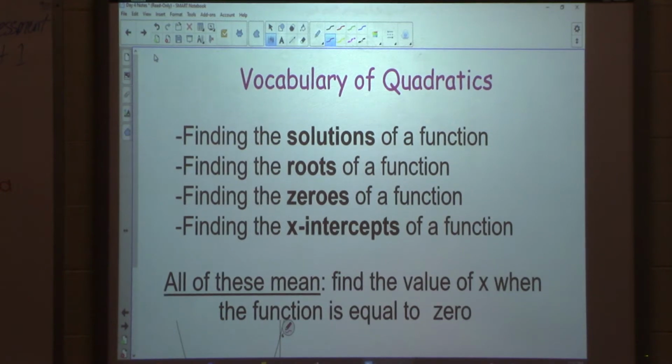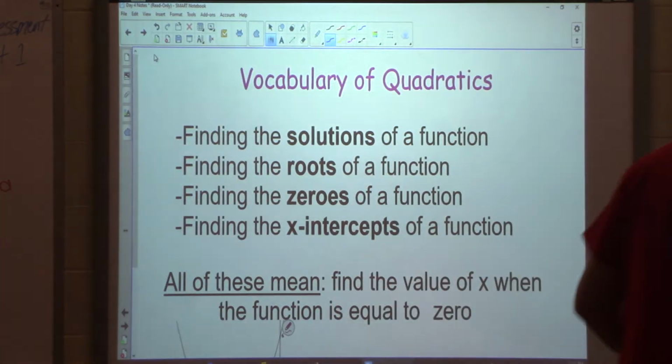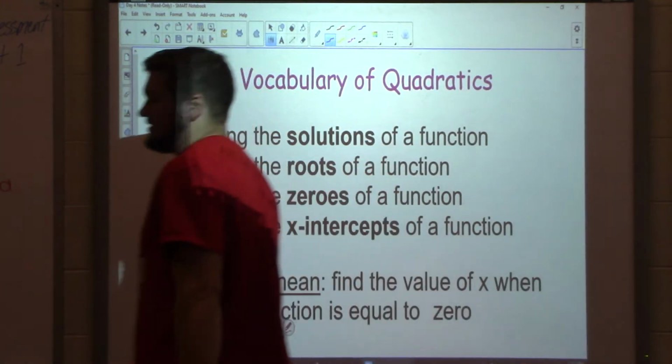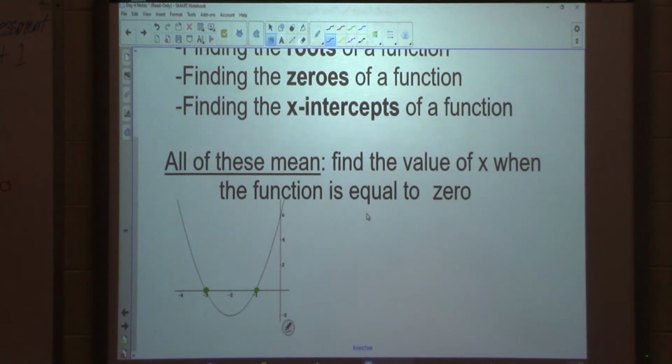All of these mean to find the value of x when the function equals 0, or find the x-intercepts. So if I look at this graph here, my solutions are where I hit the x-axis. Right here, I'll extend it so you guys can actually see.